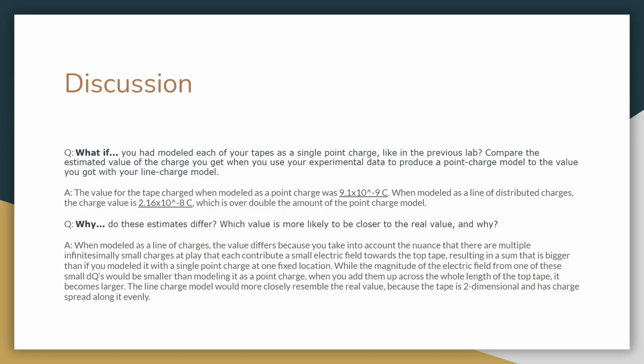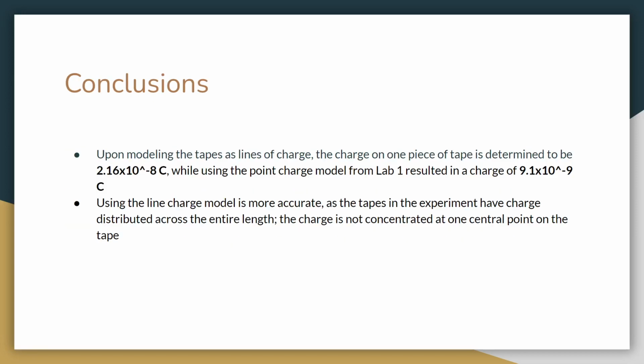While the magnitude of the electric field from one of these small dQs to some small point on the top tape would be smaller, if you add them up across the length of the tape, the net electric field becomes greater than the point charge model. And the line charge model is more accurate to real life because tape is two-dimensional and the charge is evenly distributed along it.